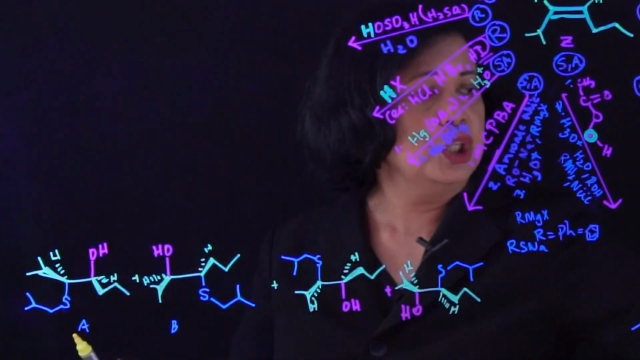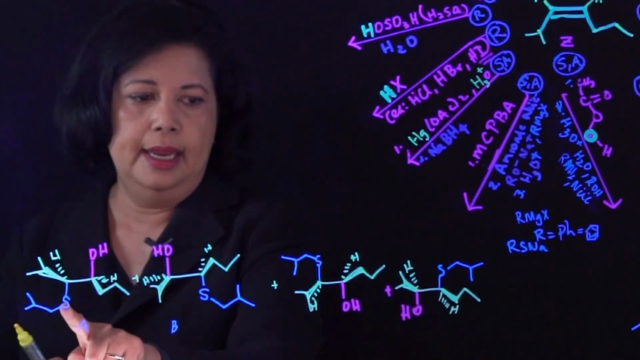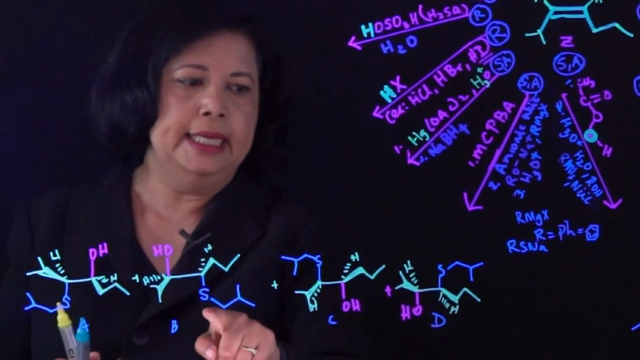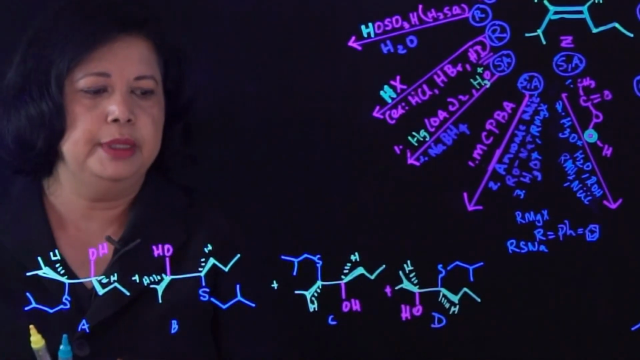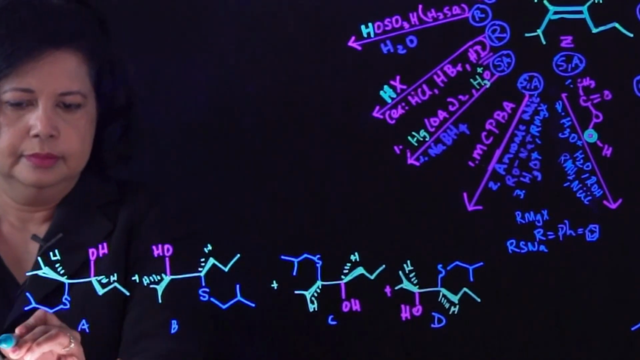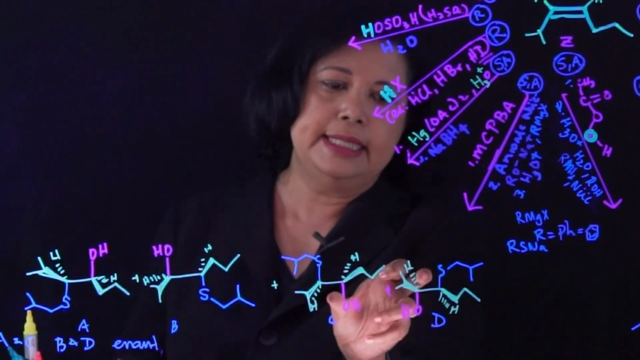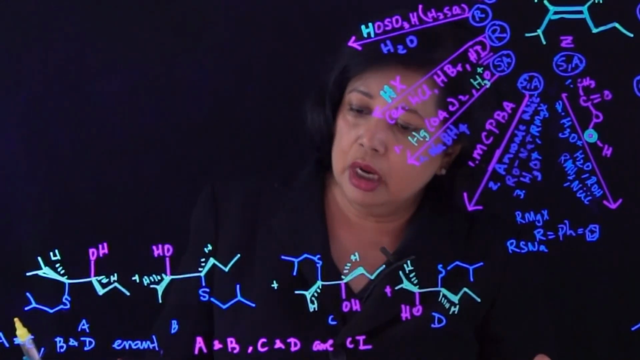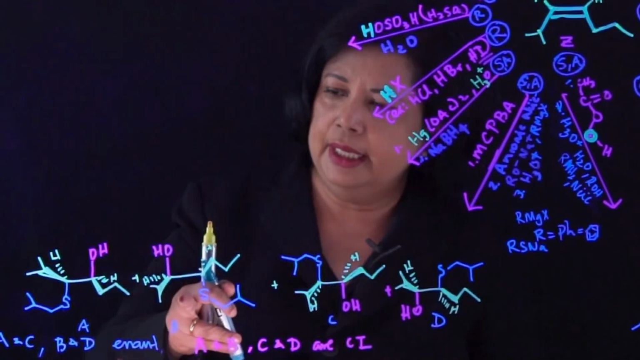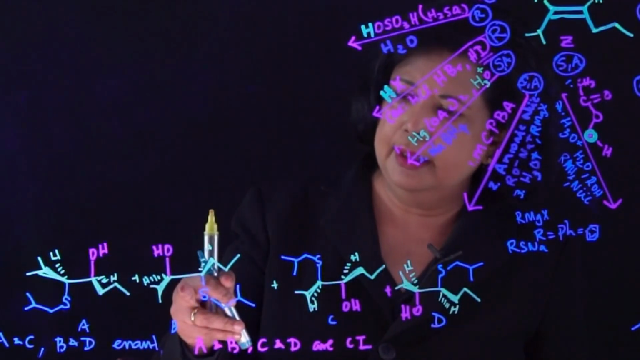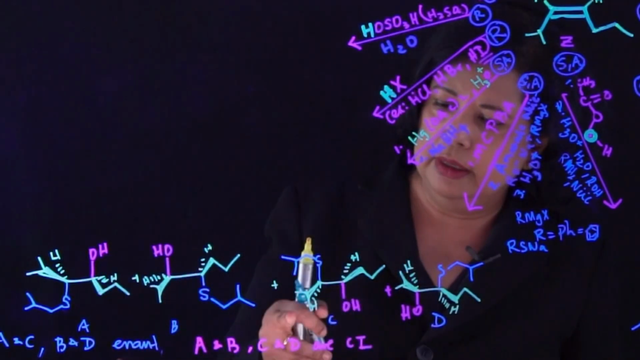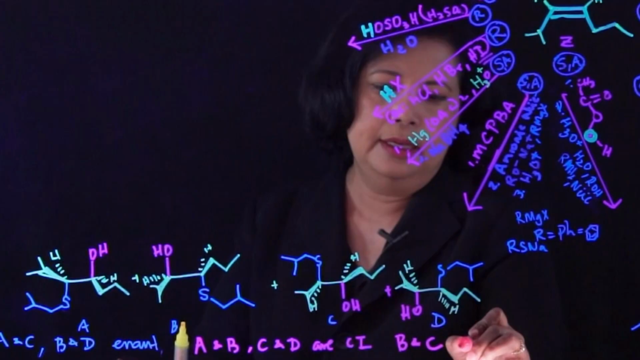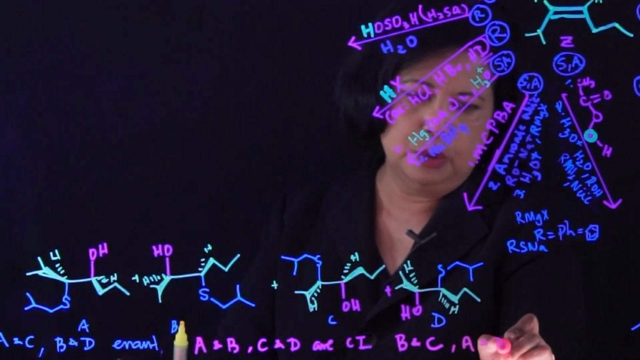Relationship is pretty much like this. A and C and B and D are going to be enantiomers. And then AB and CD are going to be constitutional isomers. Do we have any more constitutional isomers? Let's take B here, B and A. We already said A and B. B and C would be constitutional isomers. B and C and A and D would be constitutional isomers as well.